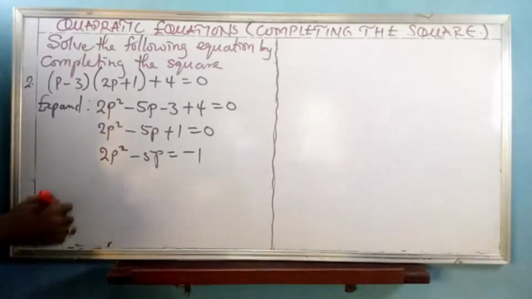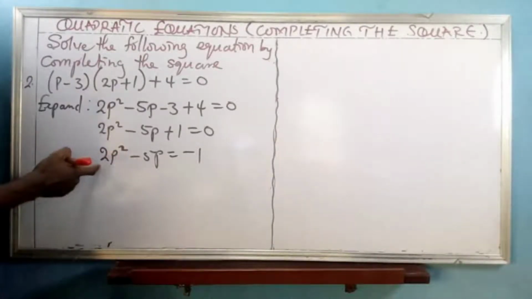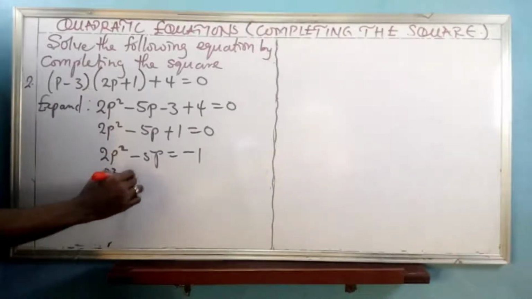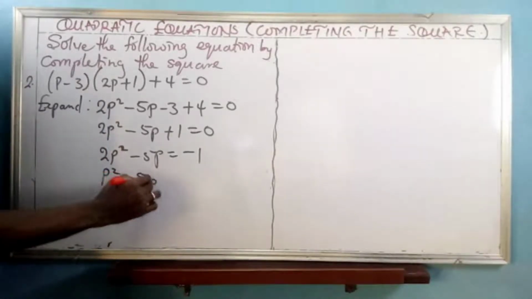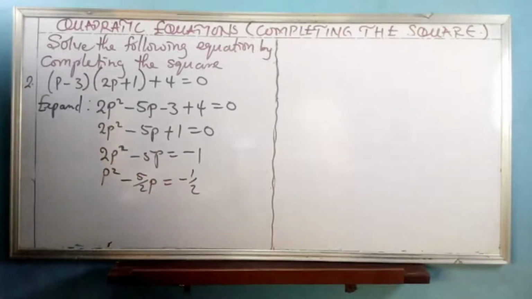The next thing is what? Who can remind us? Divide through by the coefficient of the second power. Okay? Second power variable. So we have to do the second power term. Then we divide through by that. So we're going to have p squared minus 5 over 2p, isn't it? Is equals to minus 1 over 2. Are we following? That's very good.